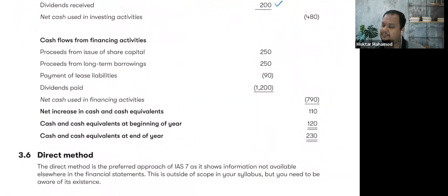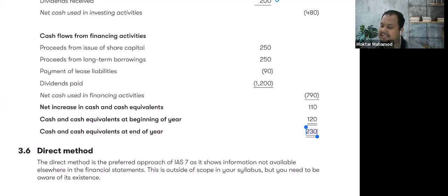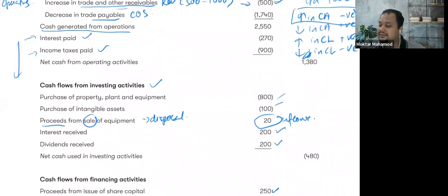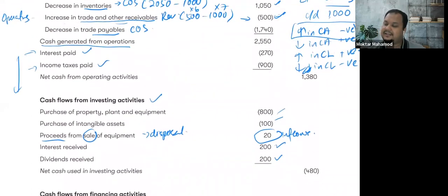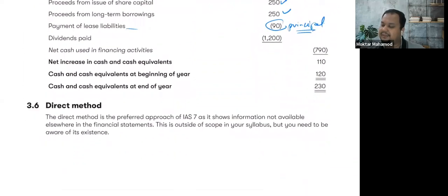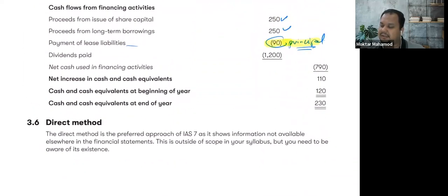Okay, and cash flow from financing activity. Okay, issuance of share ni biasa, long term borrowings pun sama. Payment of lease liability, and normally this is just a principal amount. Yes, but interest will be recorded under this one. Yeah, operating activities. So principal in the financing activities.